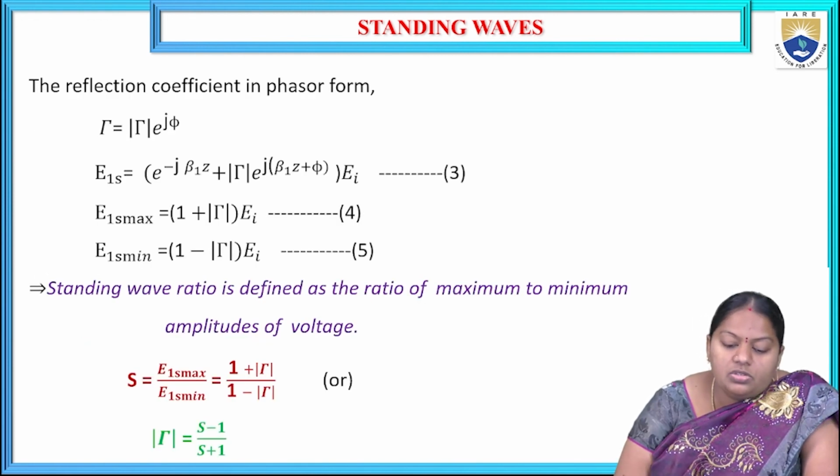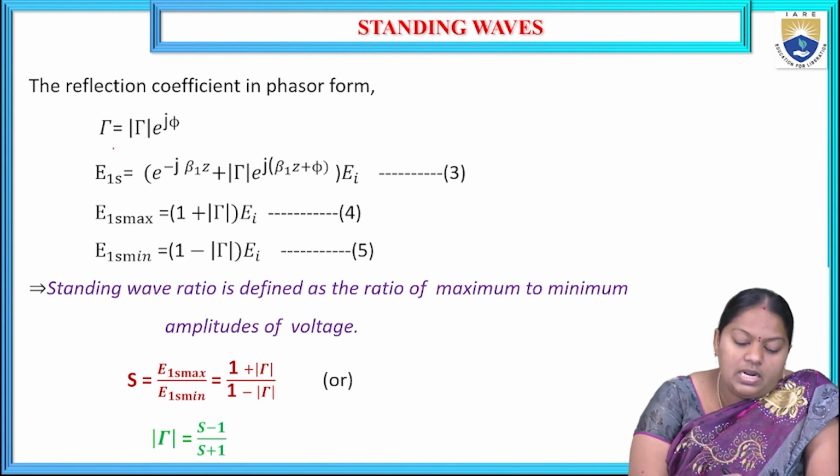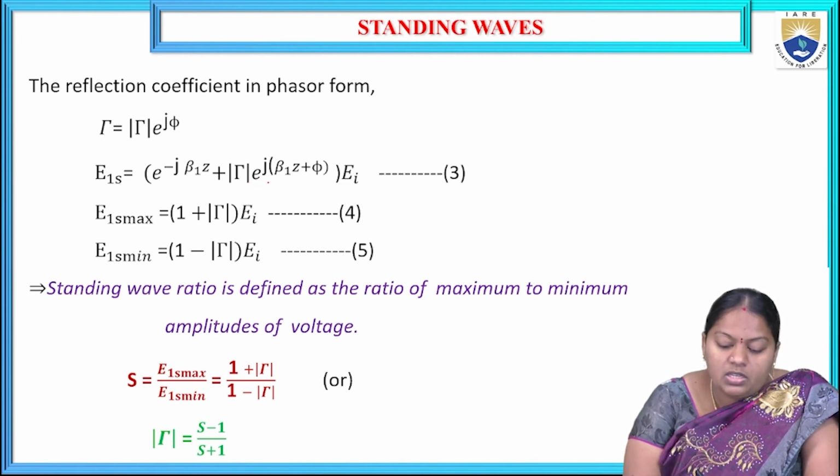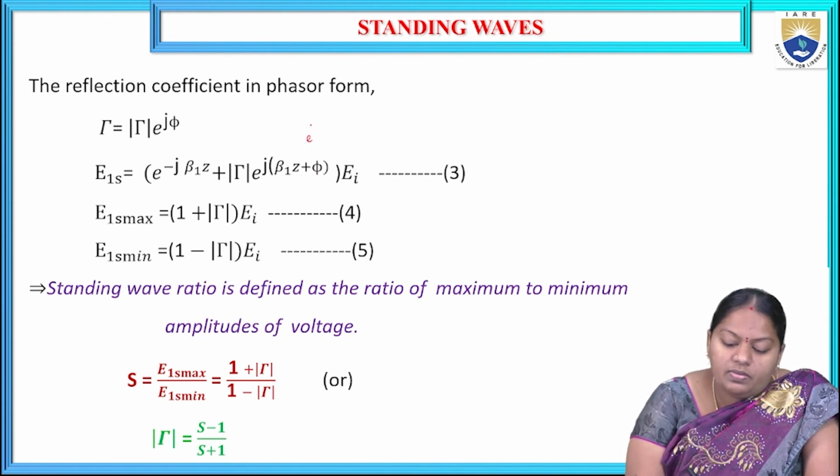Then, the reflection coefficient in phasor form. If you want to express gamma in terms of magnitude and phase, then gamma equals the modulus of gamma times e power j phi. Then E1s is equal to the modulus of gamma e power j (beta 1 z plus phi). Previously we had e power j beta 1 z only. Now it is multiplied with e power j phi.